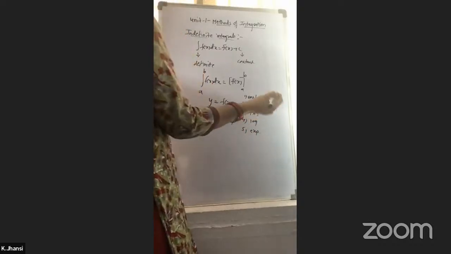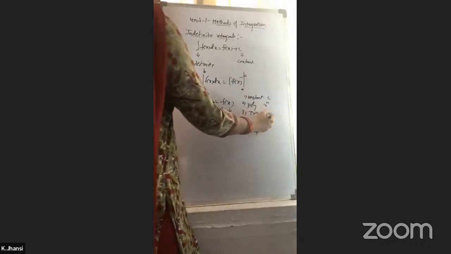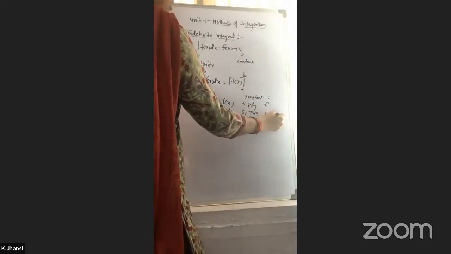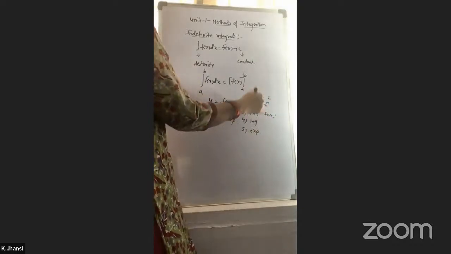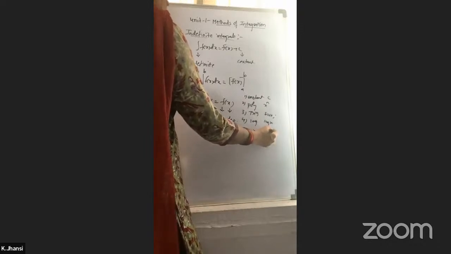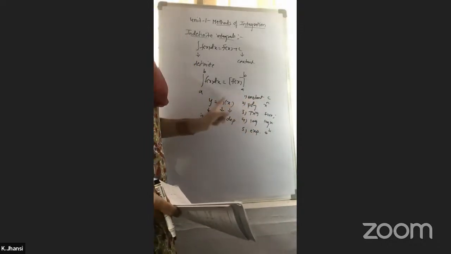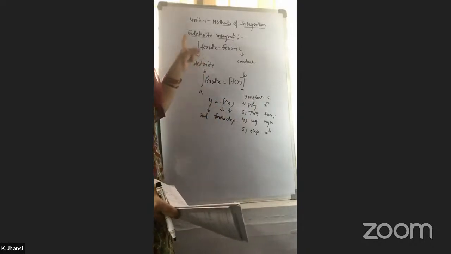Constant means C or K or anything you can take. Polynomial will be in the form of x to the power of n. Trigonometry means sin x, cos x, all trigonometric functions are there. And logarithmic is we deal with log x, and exponential means e to the power of x. So these 5 types of functions will be dealt with in differentiation and also integration.